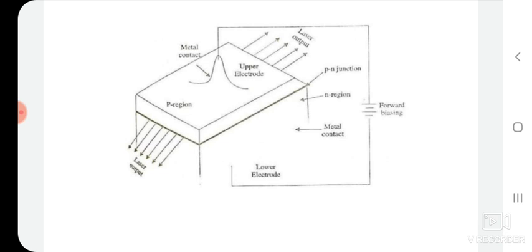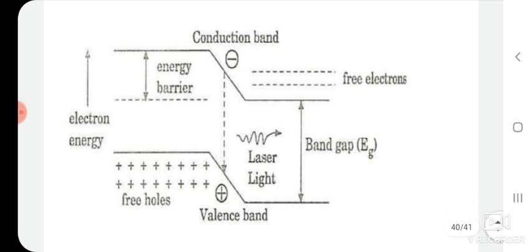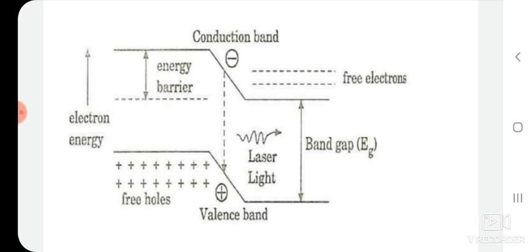This is nothing but a simple construction of a semiconductor diode laser. Now, the working principle of semiconductor diode laser. For that, we have to understand this energy level diagram of semiconductor laser. By using this energy level diagram, we can explain its working.